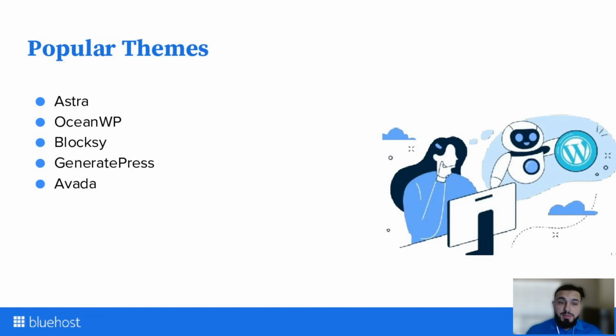Some of the popular themes are Astra, OceanWP, Blocksy, GeneratePress, and Avada. I would say all of them are what they call general use themes, so they can be used for a lot of different industries. Some of them are free, some of them are paid, and some of them have a mix of the two versions, free and professional.